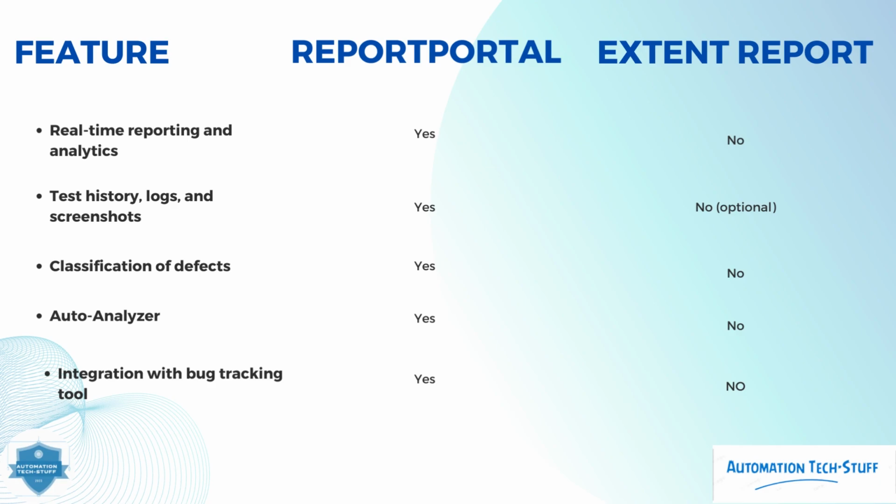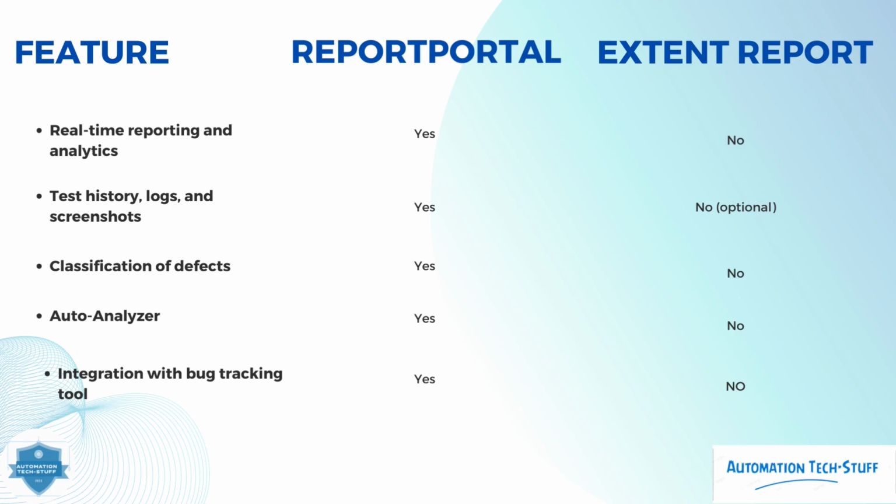The first difference is real-time reporting and analytics. When you are running your script, we can get the real-time execution details. Like if it is login, then we can get the login details in Report Portal. But in Extent Report, only once the execution is over can we get all the results about that execution.